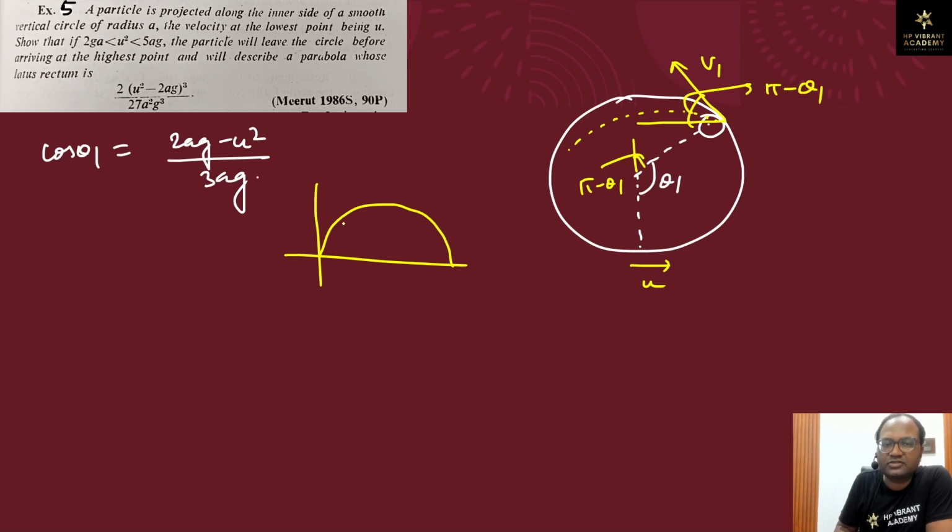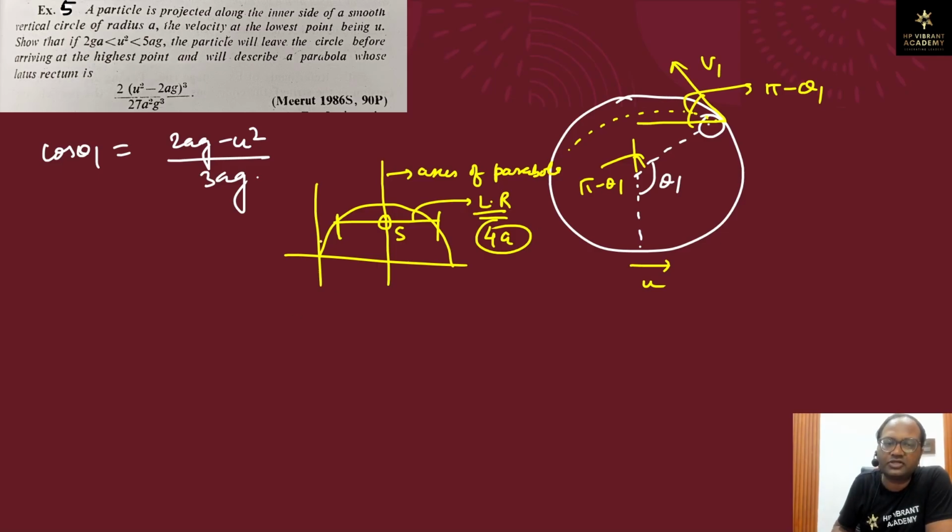Latus rectum is the perpendicular drawn on the axis of the parabola through the focus. Let us consider this as the focus. So the perpendicular is drawn on the axis of the parabola. So this is the latus rectum, which is equal to 4 times A.